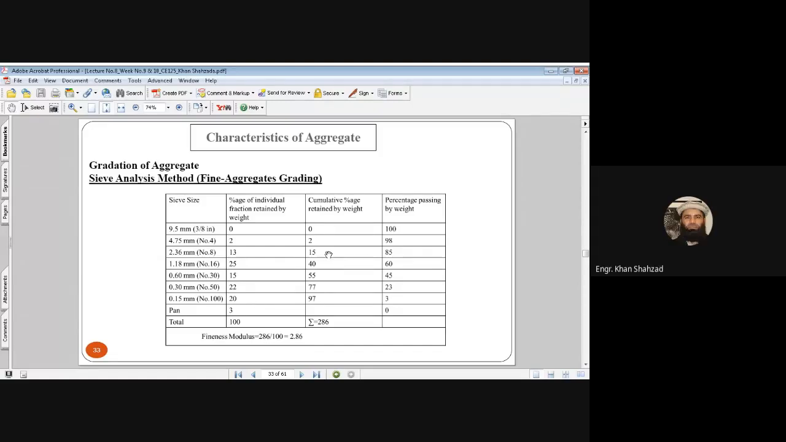Okay, beta, please tell me, if this is 0, how this is 0 and how this is 100? Sir, the cumulative percentage retained by weight is obtained by adding up all the sieves above it. Above the first sieve there is nothing, so it is 0. And percentage passing is 100 because nothing is retained behind it. Zabardast. So 100 minus 0 will be 100. Percentage passing means all the percentage has been passed from this sieve. Good. You have explained it very well.